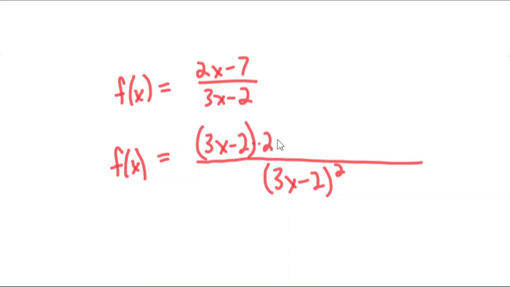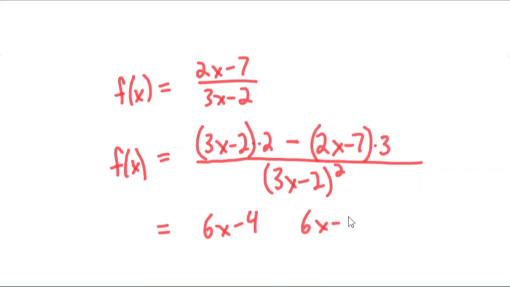Okay, so there's low d high minus high 2x minus 7. And again, make sure to put in parentheses d low, right? And the derivative of the bottom is just 3. Okay, now when you work this out, when you distribute the 2, you're going to get 6x minus 4. When you distribute the 3 here, we're going to get 6x minus 21.